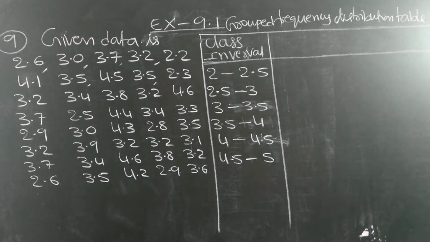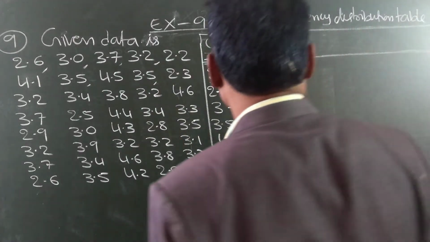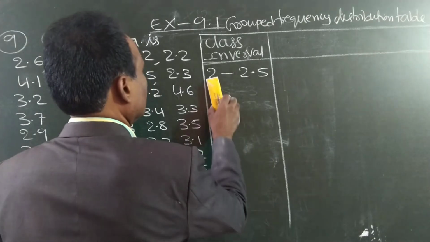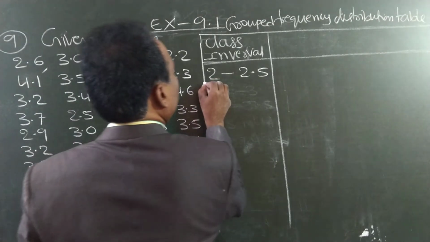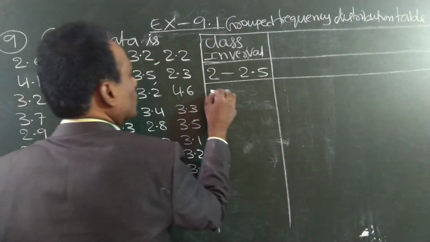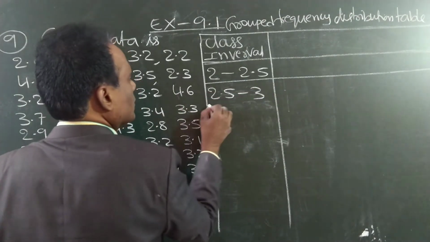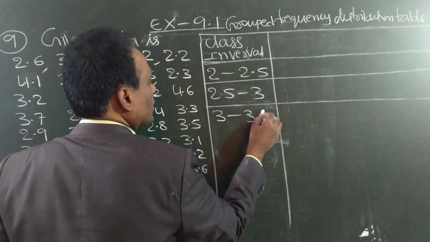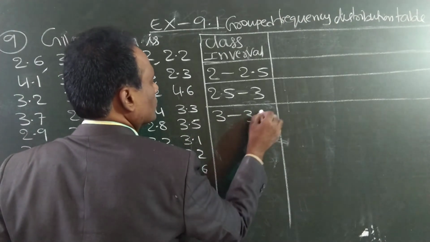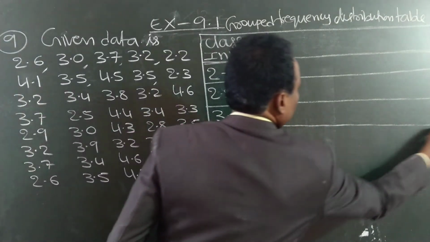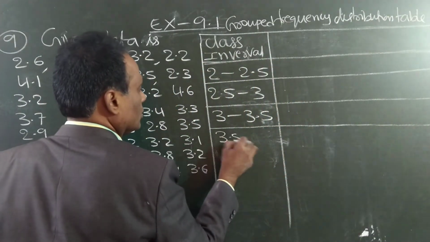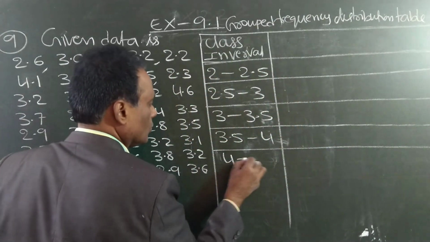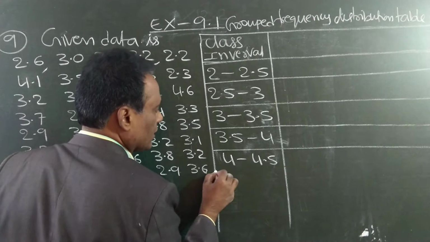2 to 2.5 I took. 2.5 to 3, 3 to 3.5, 3.5 to 4, 4 to 4.5.